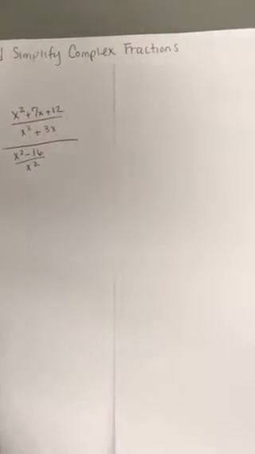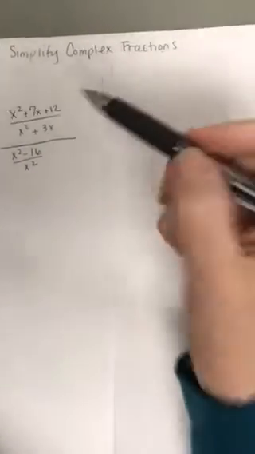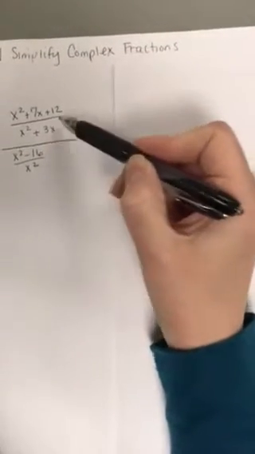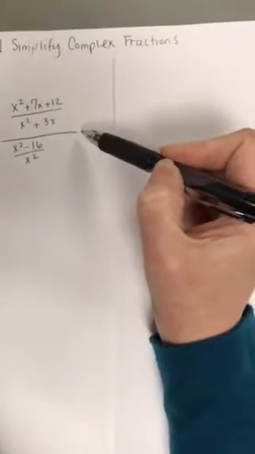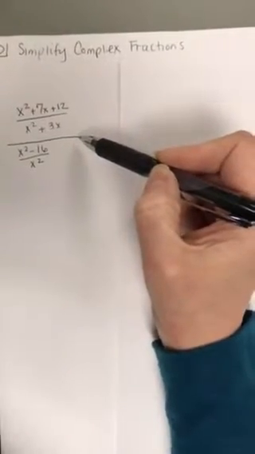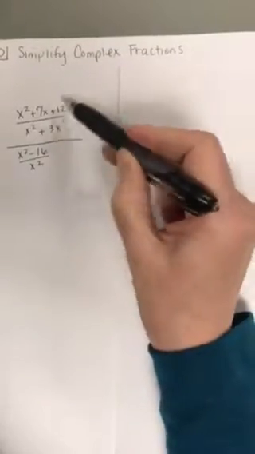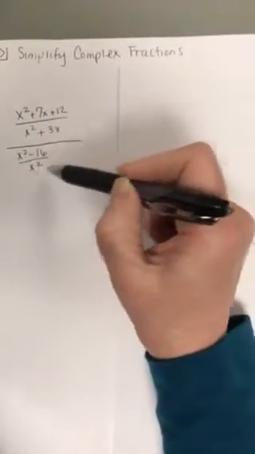When you see something like this, take note of the fraction bars. So I see 3 of them. There is a main fraction bar in the middle, or a division bar, and so I've got a fraction in the numerator and I've got a fraction in the denominator.